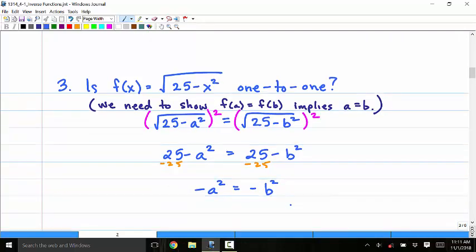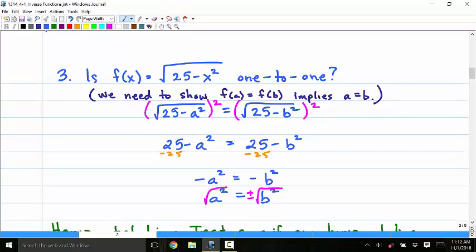Divide both sides by negative 1. And I get a squared equals b squared. Now when I take the square root of both sides to solve for a, what happens in front of the square root on the right? I have a plus or minus. So I end up with a equals plus or minus b. What was I trying to show? A equals b. What did I show? A equals plus or minus b. It's not the same. It's not 1 to 1.